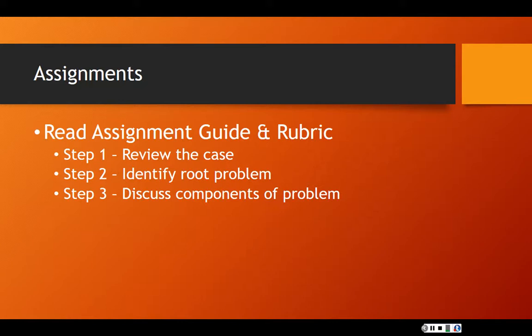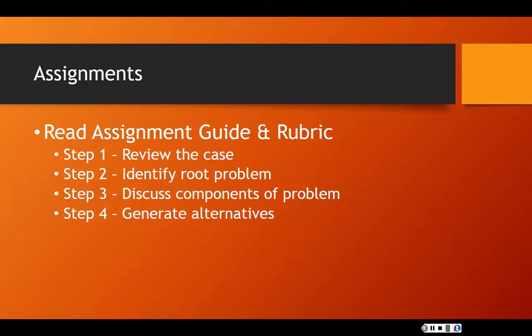So dig down, here's the root problem, and then the components, kind of the different pieces of that root problem. You're going to talk about those in step 3. Step 4 is based on what you think the problem is, generate alternatives that might solve that problem. Remember, one alternative is always do nothing.